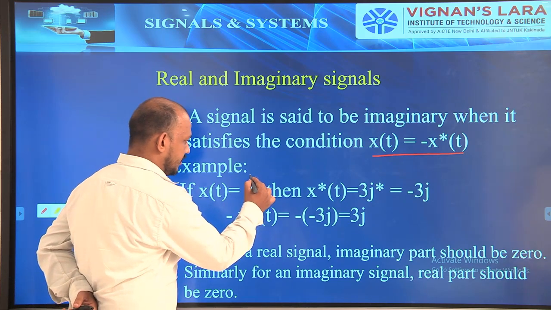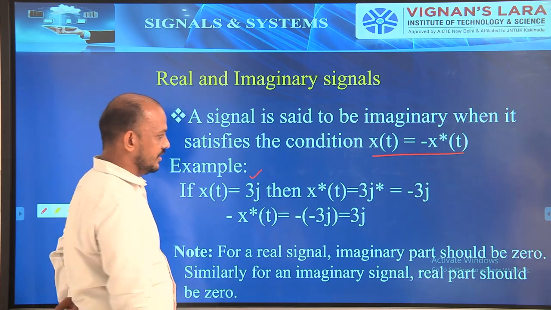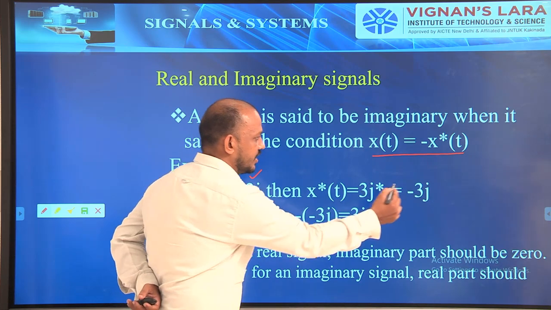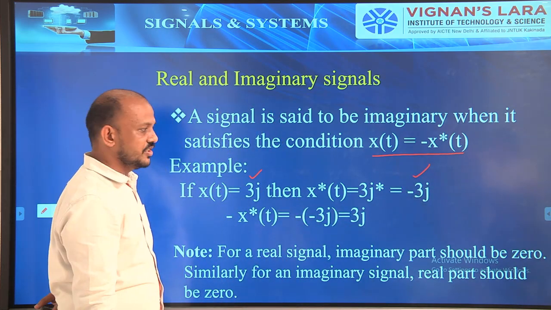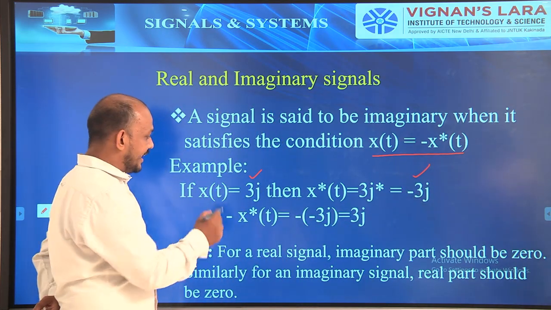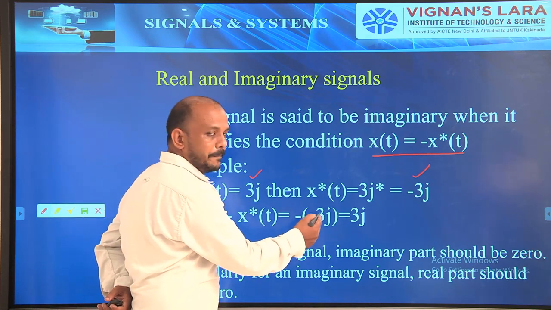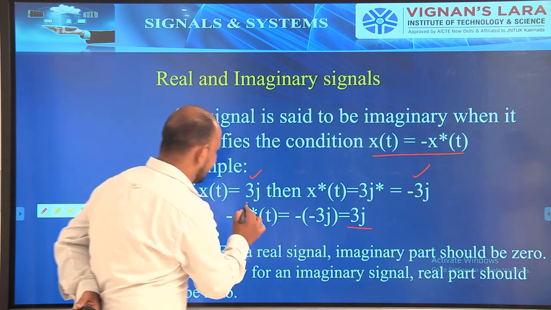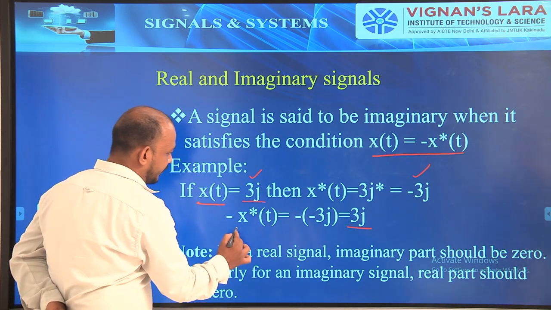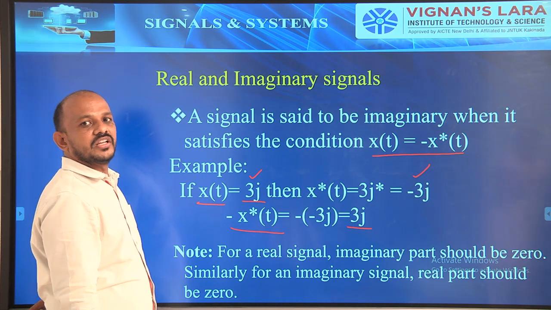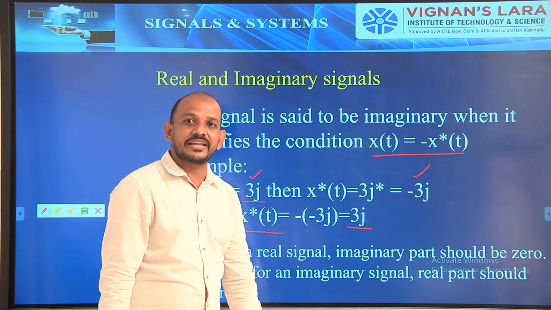Now see, they have taken the imaginary part of the signal and gone for the conjugate, minus 3j. So they have gone for the negative of the conjugate. So minus of minus will give plus 3j. So this 3j is the same as this 3j. That is, x of t is equal to minus x star of t. So the signal is nothing but an imaginary signal.